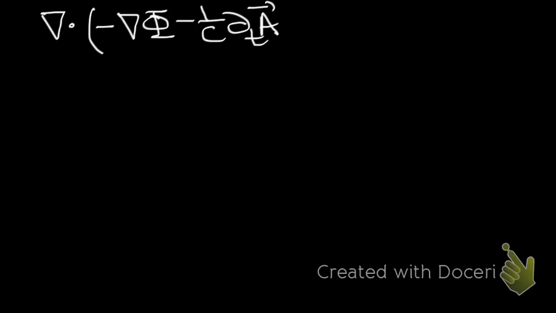So the divergence of negative del phi minus 1 over C partial time derivative of A, that is the vector potential, right? And let me add these vector symbols. Okay, this is then equal to, from the first Maxwell equation, 4 pi times rho, right?